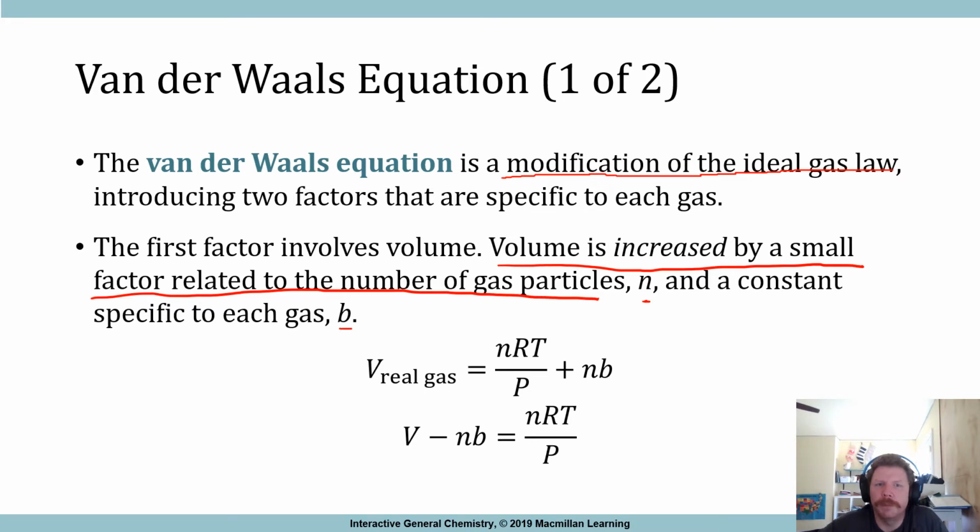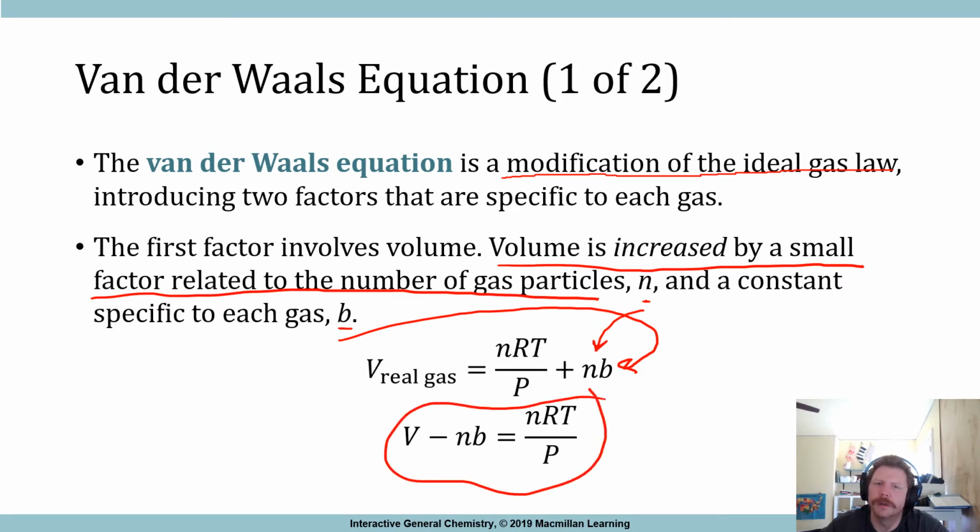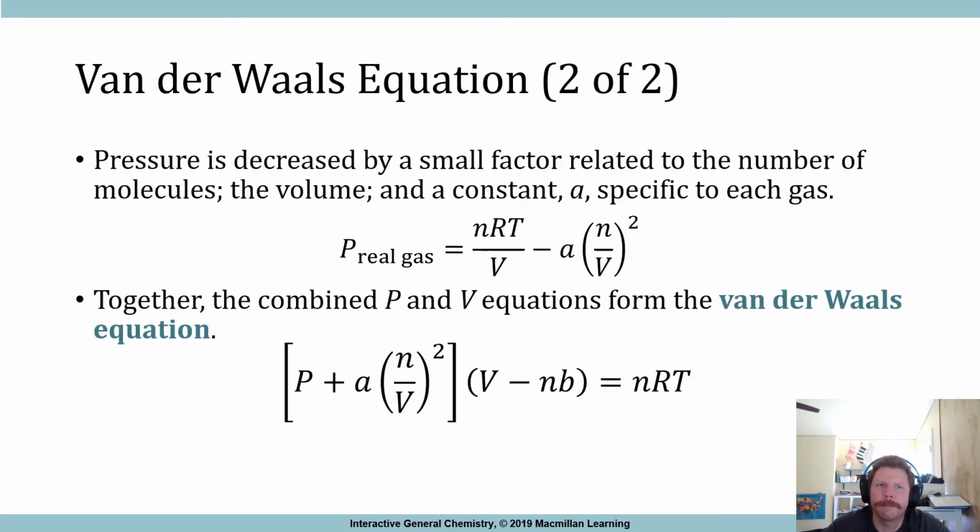So the volume of a real gas is equal to nRT divided by pressure plus n times b. These variables are the number of particles and a constant specific to each gas. So ultimately that gives us V minus nb is equal to nRT divided by P.